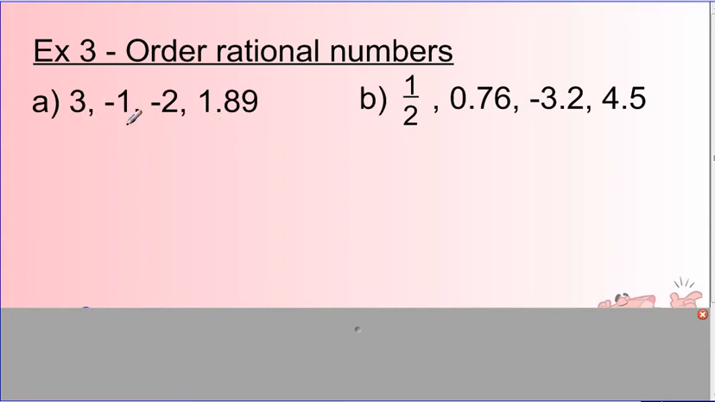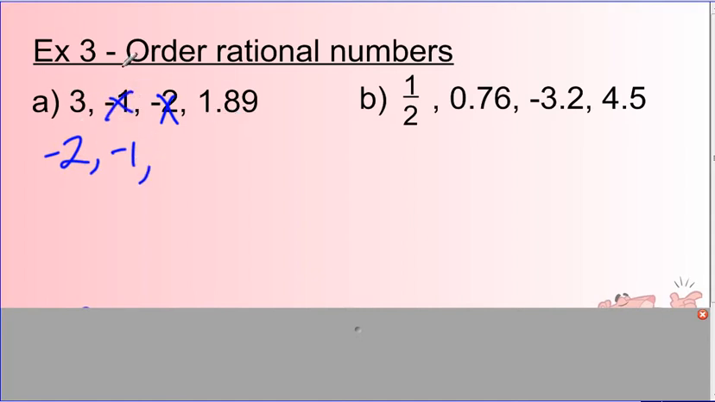Now here we're in luck. Nothing here is a fraction. So now we could just go ahead and put them in order. So the smallest number would be the number with the most negatives first. So which number has the most negatives? Negative 2. So that is the smallest number. Okay? The next smallest would be negative 1.